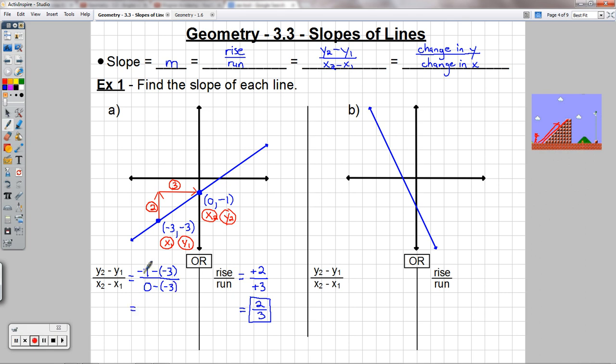So this would become negative 1 plus 3, which would be positive 2. And this would be 0 plus 3. Two negatives will make a positive. That would become positive 3. So either way you look at it, you get the same answer, 2/3.